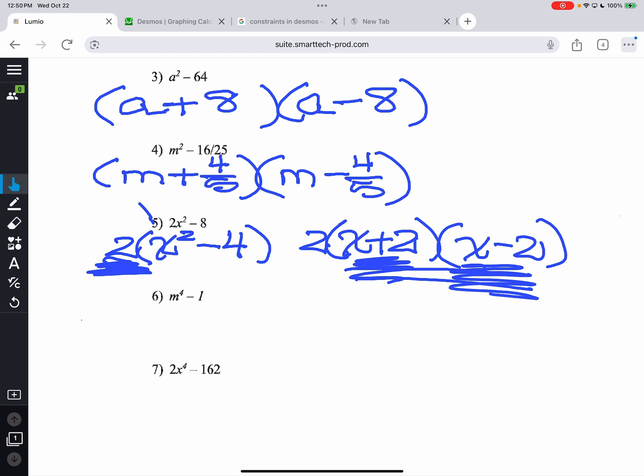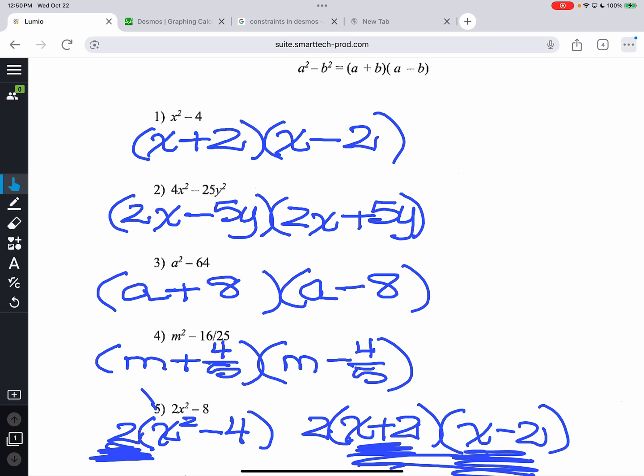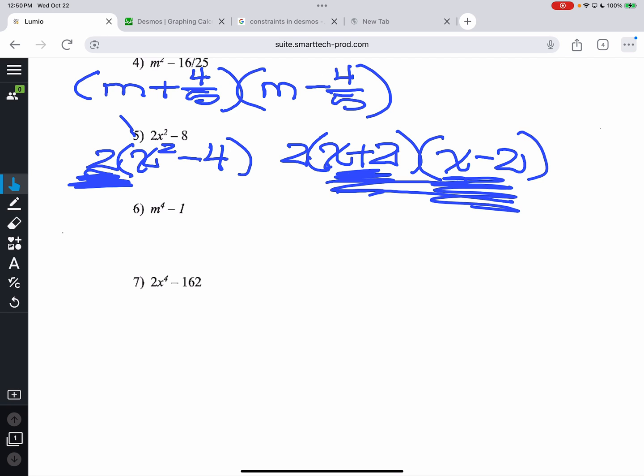So why wouldn't you do that with number 2 then? Number 2, we didn't have a greatest common factor. Oh yeah. That 2 is part of the square root of 4. Okay. All right, number 6.